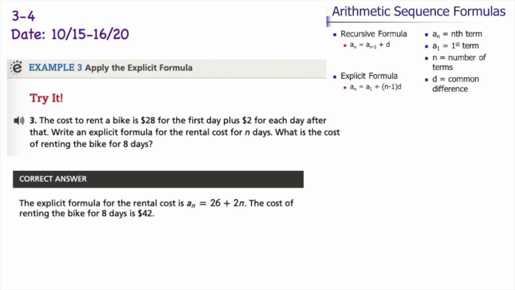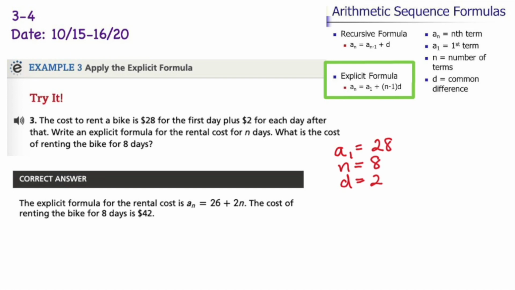The explicit formula for the rental cost is a sub n equals 26 plus 2n. We know that came from the explicit formula, so that means they had to distribute that common difference into the parentheses. That's why the number 26 is a little different. I'm going to show you how they got that answer. Again, we have to come up with our a sub 1, our n, and our d. Remember a and d. So a sub 1 is the first number in the sequence, so that's $28. n is what we're looking for. We don't know that yet, and the common difference is $2 every day.